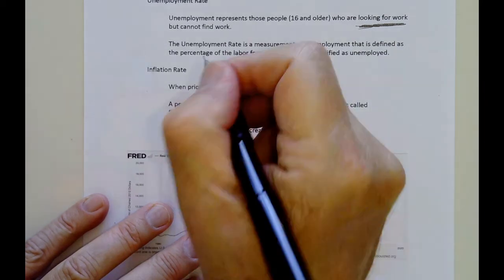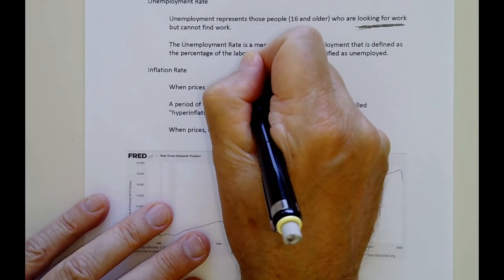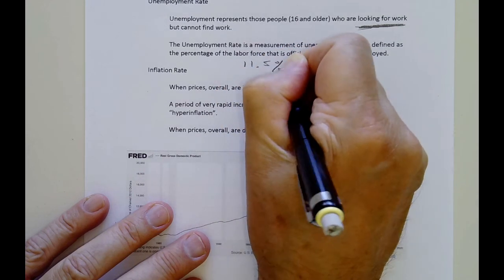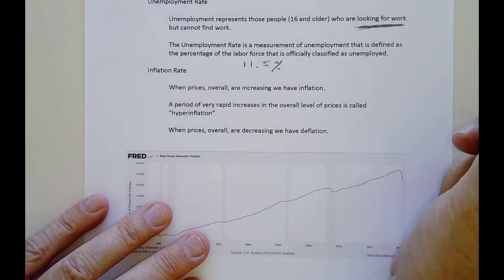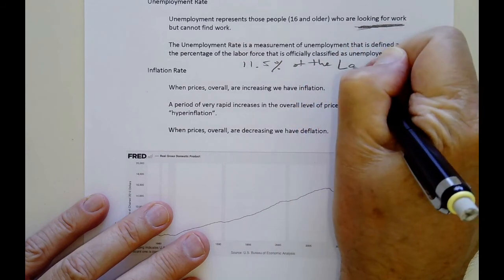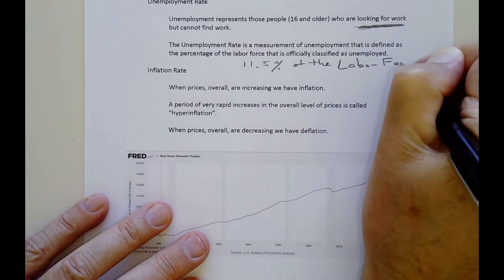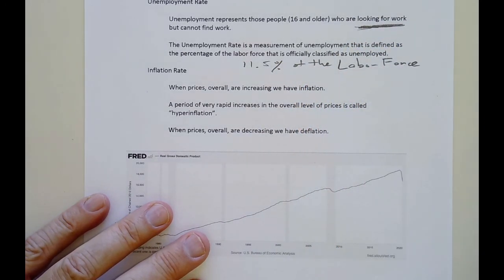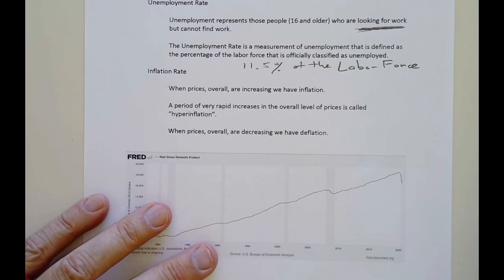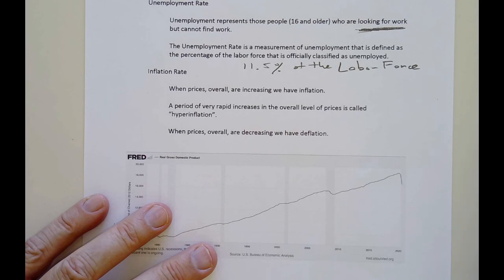And so when we say the unemployment rate, say, was 11.5%, which was recently, that means that 11.5% of the labor force is counted as unemployed. And the labor force are people who are currently employed, as well as those who are not employed but who are looking for work. So to be in the labor force, you have to be either employed or not employed but looking for work. And if you're not looking for work, then you are not counted as part of the labor force.